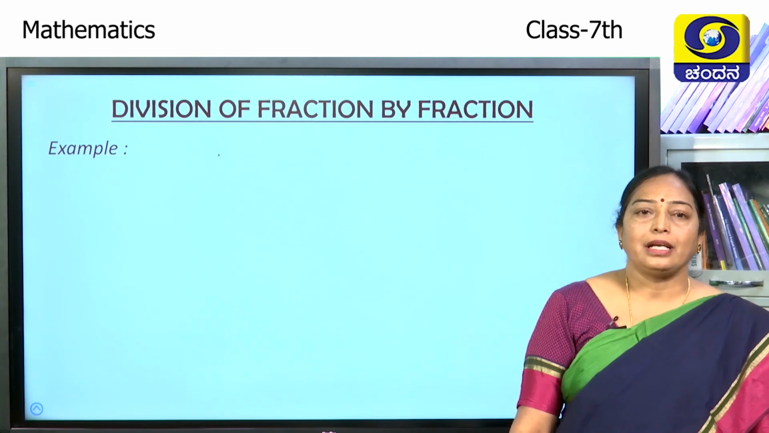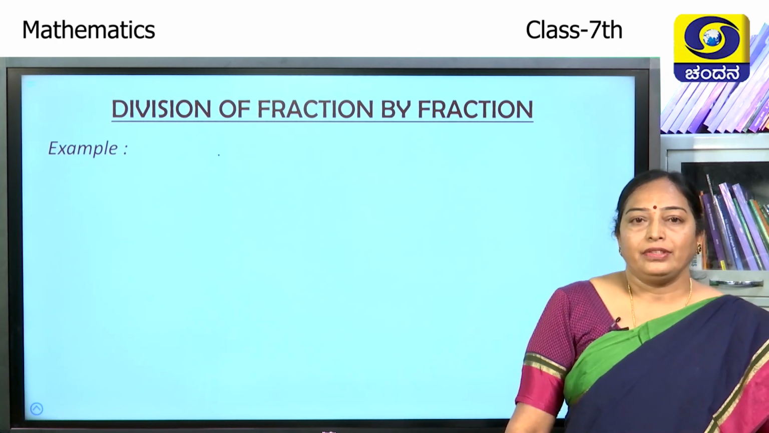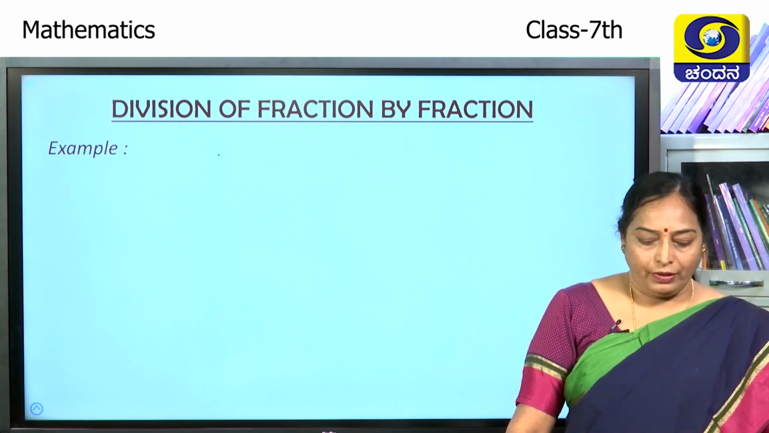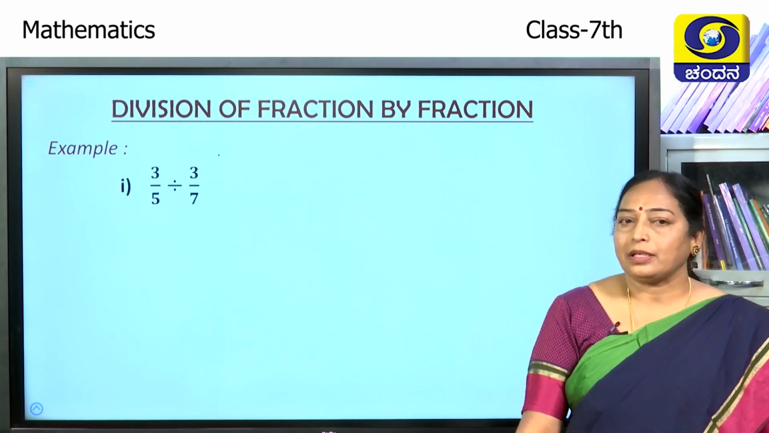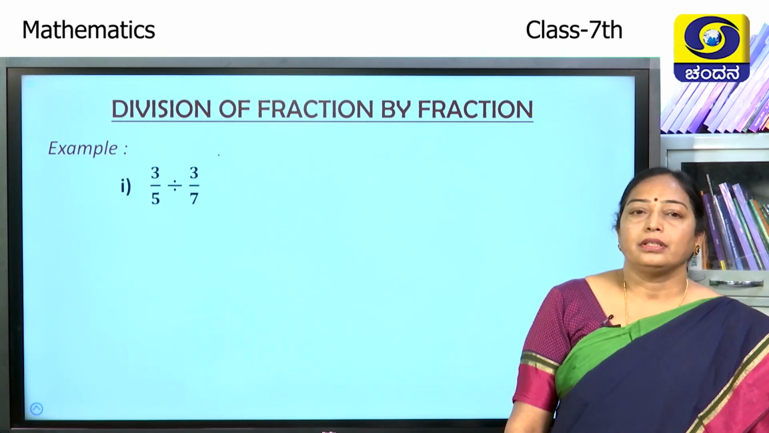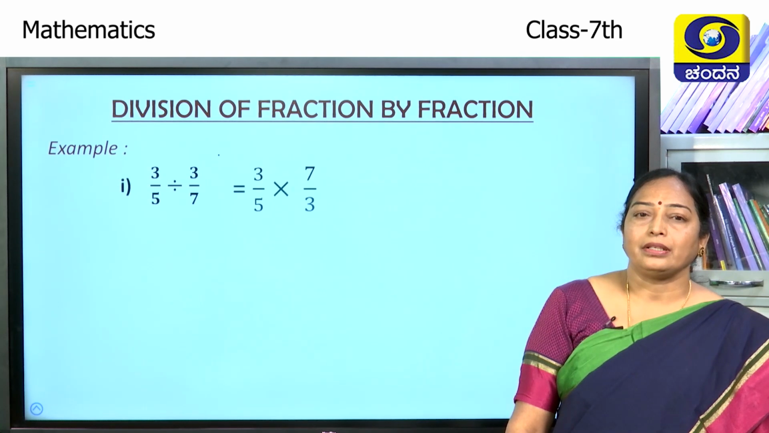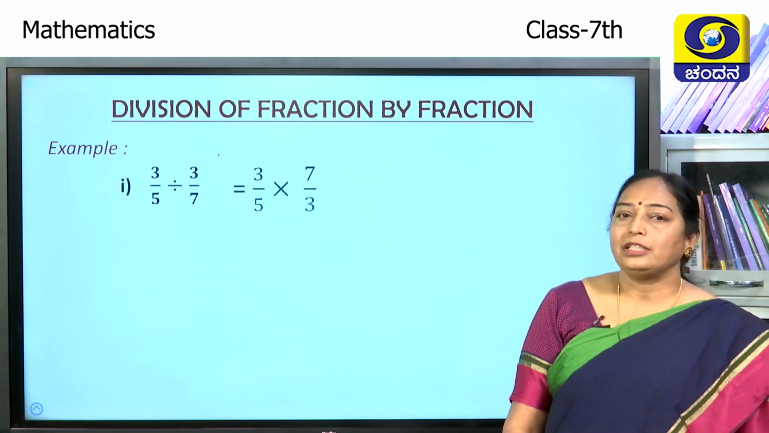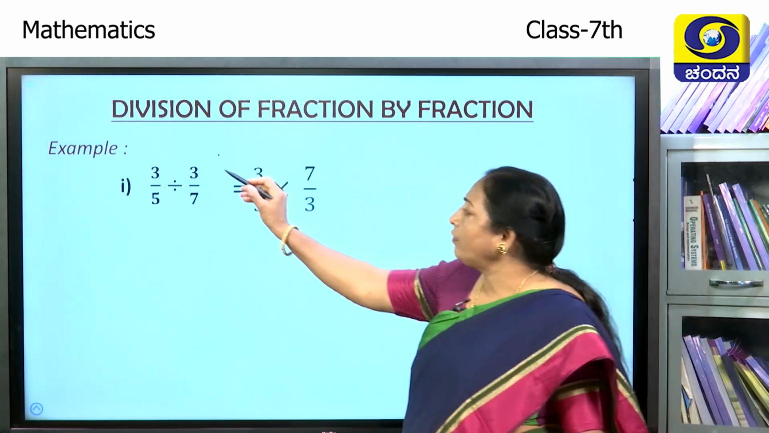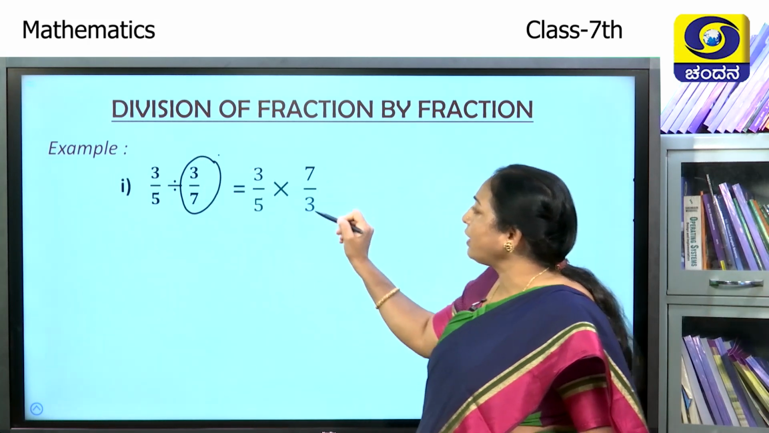By taking more examples, we understand the division of a fraction by a fraction. For example, 3 by 5 divided by 3 by 7. 3 by 5 is multiplied by the reciprocal of 3 by 7, that is 7 by 3.